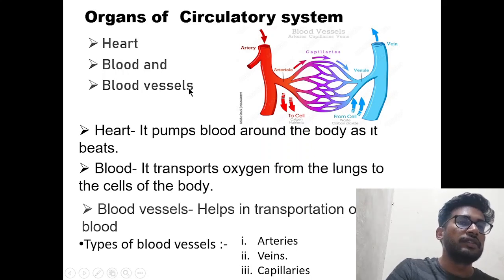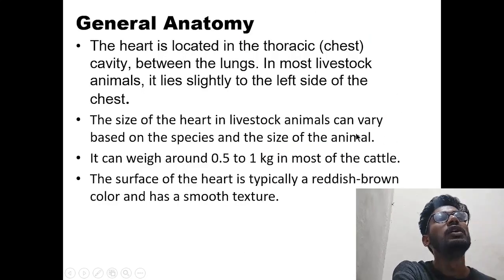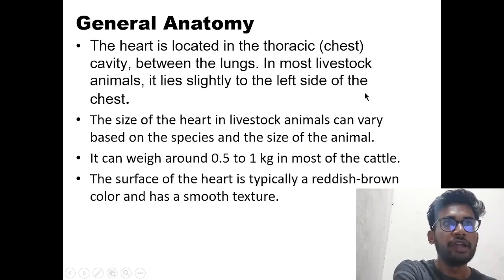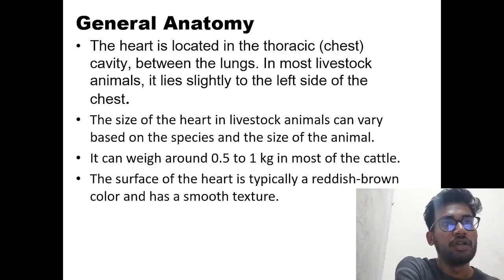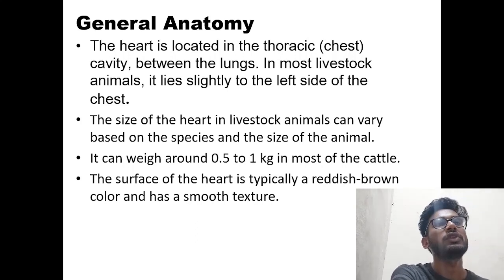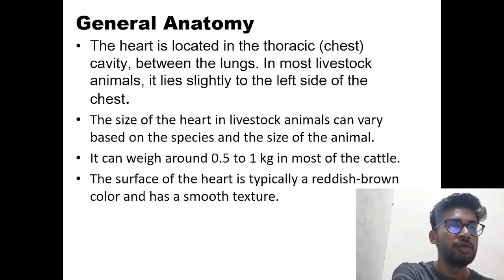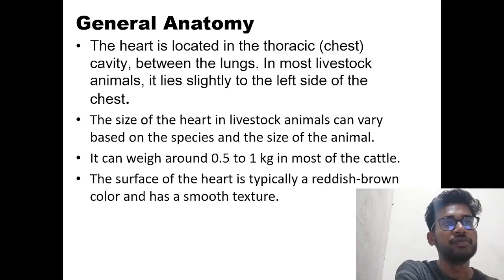There are three types of blood vessels: arteries, veins and capillaries. Now we'll come to general anatomy. The heart is located in the thoracic cavity between the lungs. In most livestock animals, it lies slightly to the left side of the chest. The size of the heart can vary based on the species and size of the animal. It can weigh around 0.5 to 1 kg in most cattle. The surface of the heart is typically reddish brown in color and has a smooth texture.